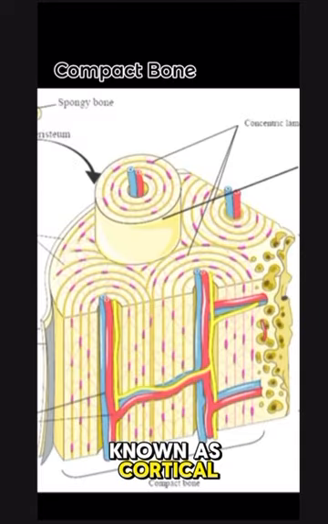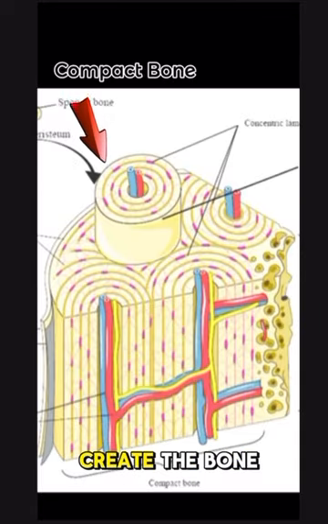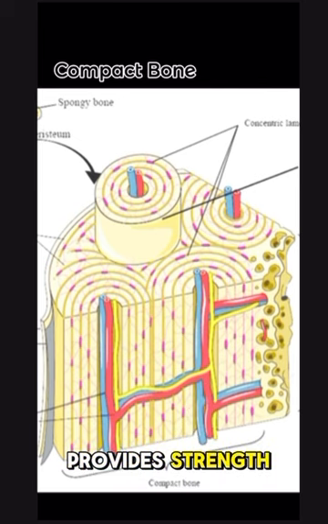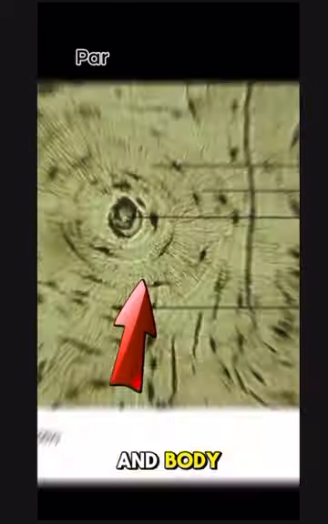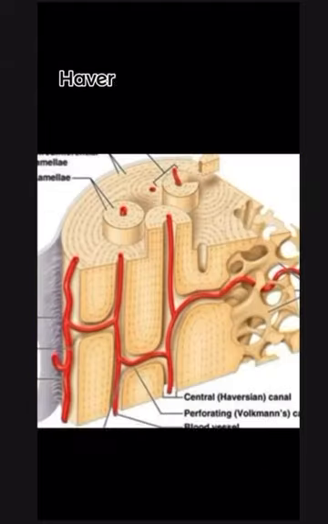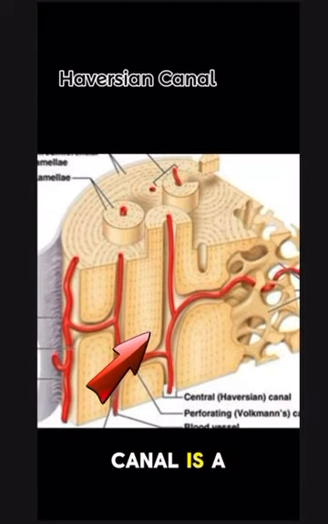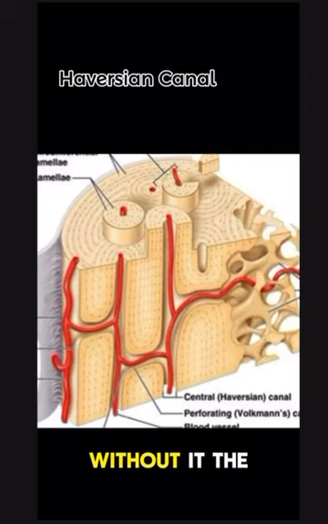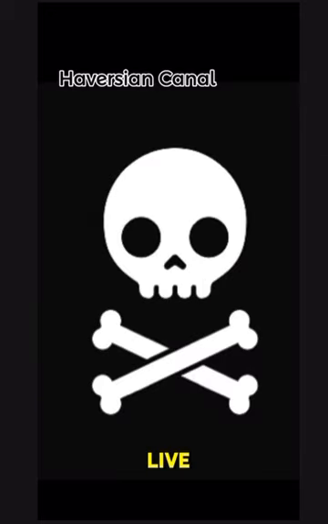Compact bone, also known as cortical bone, is made up of osteons which create the bone matrix surrounding the central haversian canal. Its function is to provide strength and protection to both our bones and body. In compact bone, the haversian canal is a series of microscopic tubes that provide the main pathway for blood supply. Without it, the bone tissue wouldn't be able to live.